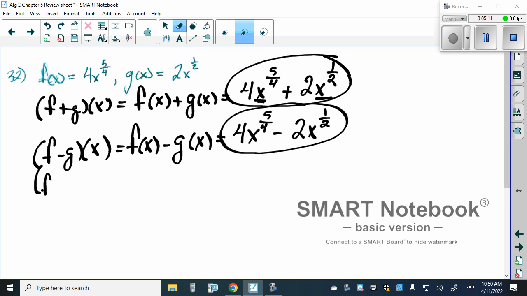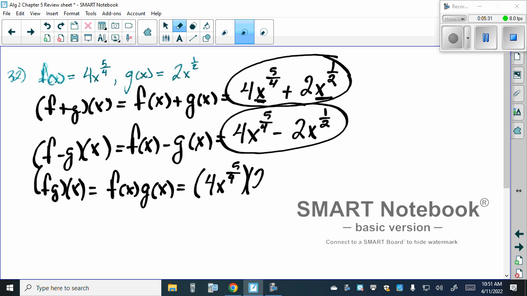Now the next one that we have is multiplication, f times g of x, which would be f of x times g of x. Now unlike with addition and subtraction, we can actually simplify this one. Now when we replace it, we'll have 4x to the 5/4 times 2x to the 1/2. Now the first thing we can do is multiply our numbers, 4 and 2. 4 times 2 is 8. Now when we multiply like bases, x and x, we add the exponents. So we'd have 5/4 plus 1/2.